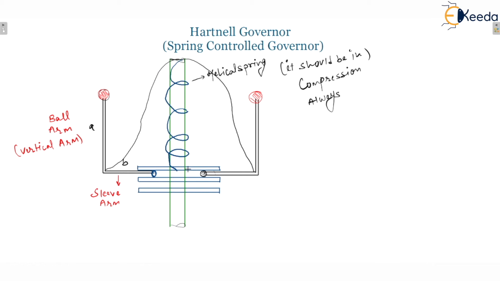Sleeve can move upward and downward, we all know that. So as the sleeve moves upward, the vertical arm will have a different angle from the vertical. That means now it is having a 90-degree angle. You can see on the plane of paper it is showing a 90-degree angle, but when the sleeve moves upward, the new position would be like that. Let me show another position when the sleeve moves upward.